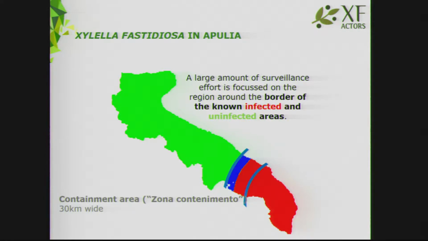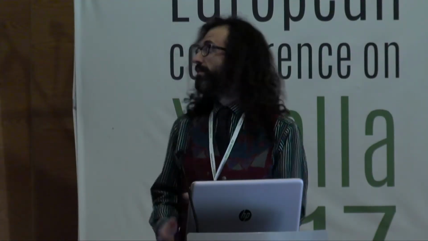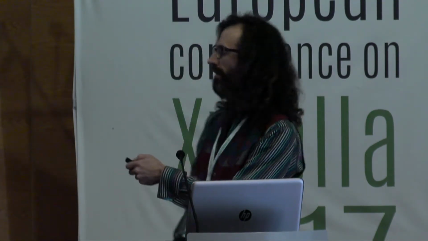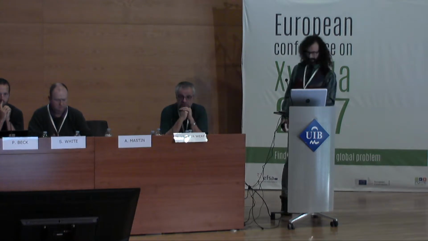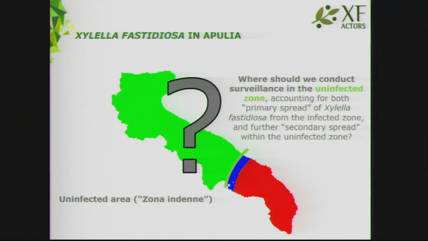As I'm sure a lot of you know, a large amount of surveillance has been conducted within this containment zone, which comprises this blue 10-kilometre buffer zone, which sits just adjacent to the infected zone, and then the adjacent 20 kilometres of the infected zone itself. However, we should also consider where to conduct surveillance in the remainder of this green uninfected zone. So for this study, Stephen and I considered the question of where we should conduct surveillance in this uninfected zone, accounting for both the biology of the pathogen, so the primary spread from the infected zone, and then further secondary spread from tree to tree within the uninfected zone.